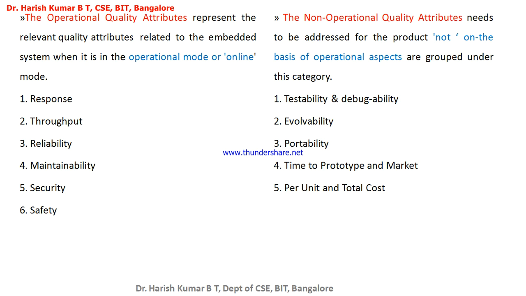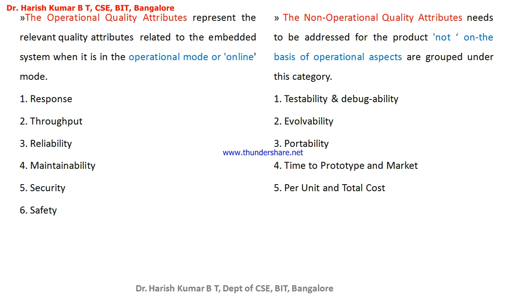So if the web server is able to process too many web pages per minute, then I say its throughput is high. That means it is doing more work per minute. And similarly, if I take a database, if it is able to perform a larger number of transactions per minute, then I say its throughput is good.